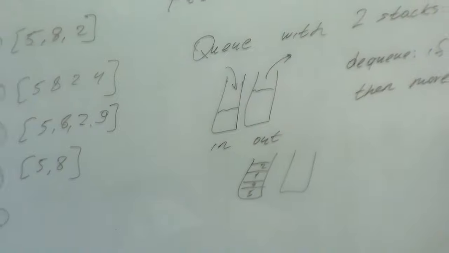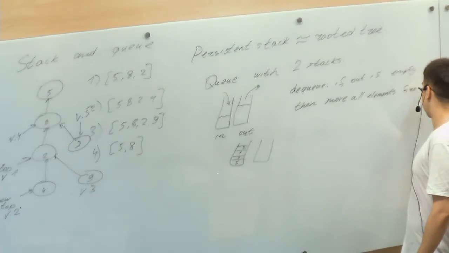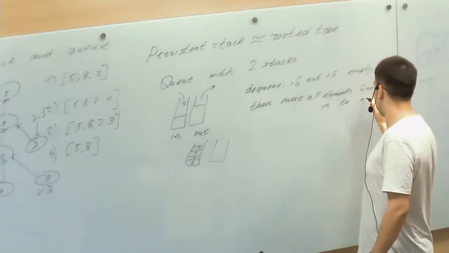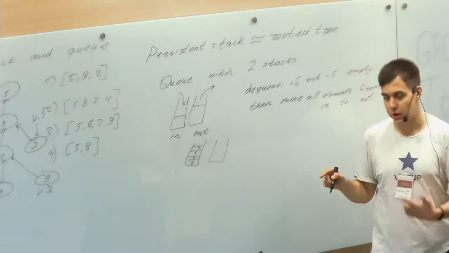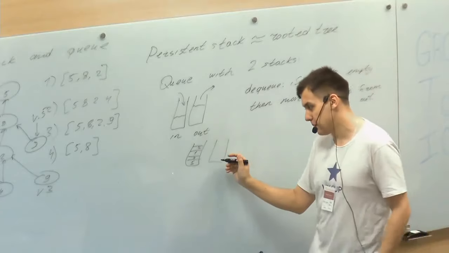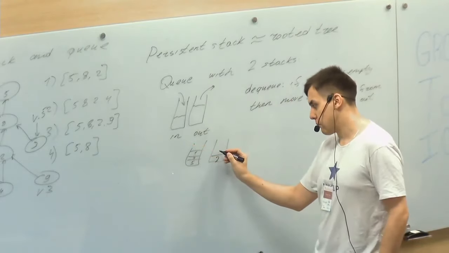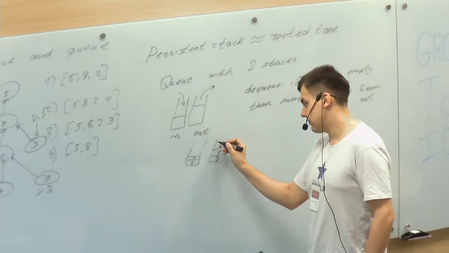move all elements from in to out. So we'll move all elements one by one. So first we move 2, then we move 1, then 4, then 5.